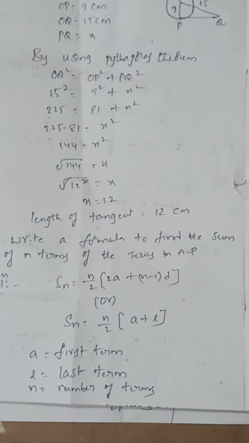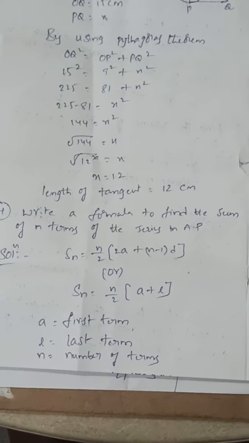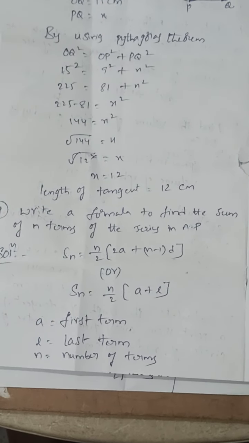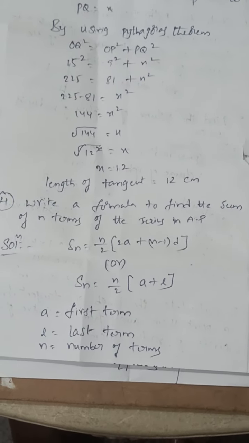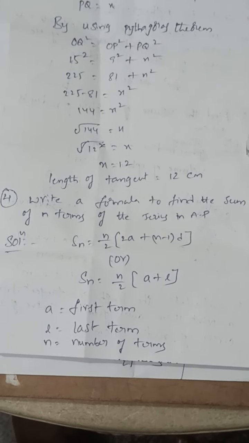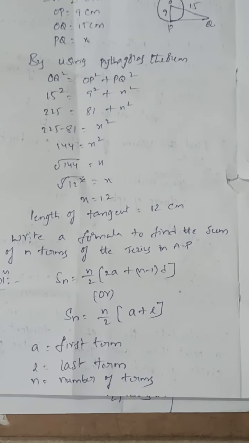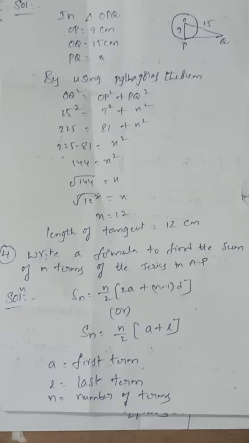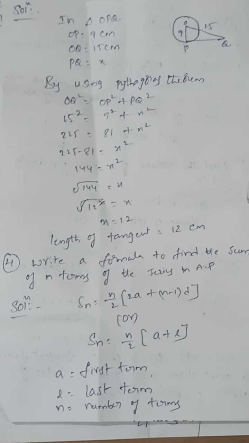Next, write the formula to find the sum of n terms of the series in AP. So Sn is equal to n by 2 of 2a plus n minus 1 into d. Or Sn is equal to n by 2 of a plus l. A is the first term, l is the last term, n is number of terms. Last term is what? The formula last term is nothing but nth term. So l is equal to an is equal to a plus n minus 1 into d.